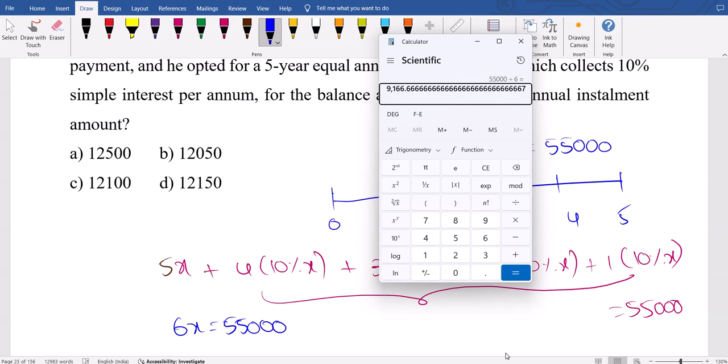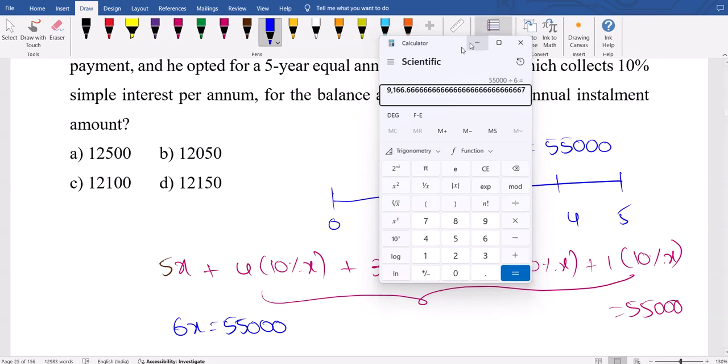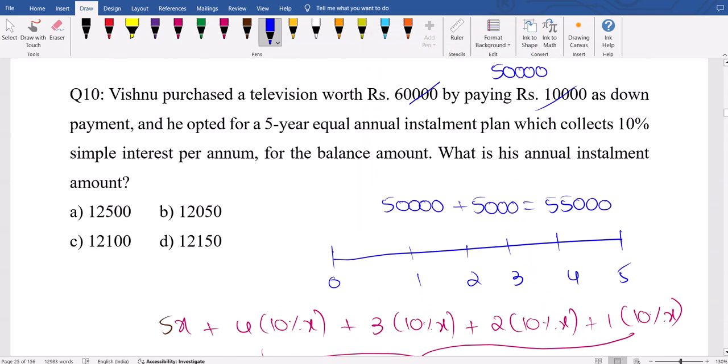9,000 something, but here they given 12,000 plus. Okay. For a 5-year equal installments means 4 installments only. In 5-year equal installment plan, so he opted for 5 year. After first year, second year, third year, 5 year. Okay. Equal annual, every year they need to pay same amount.